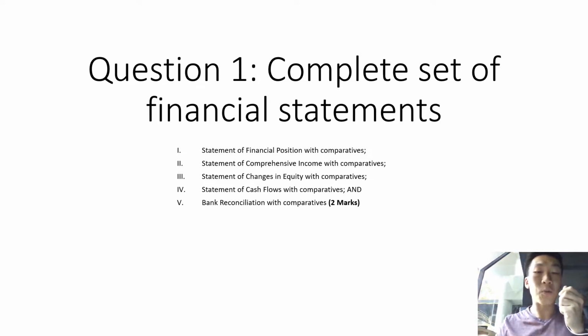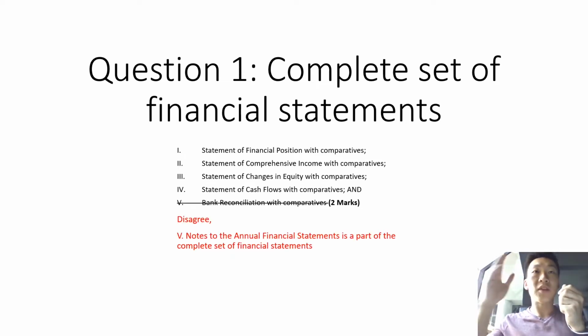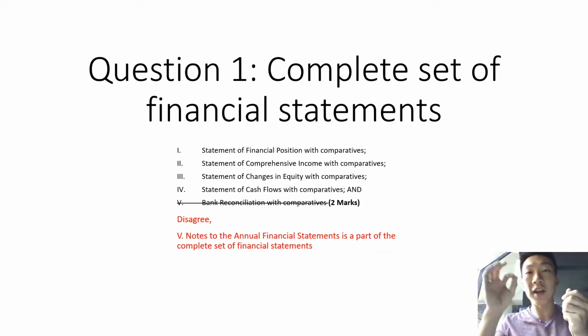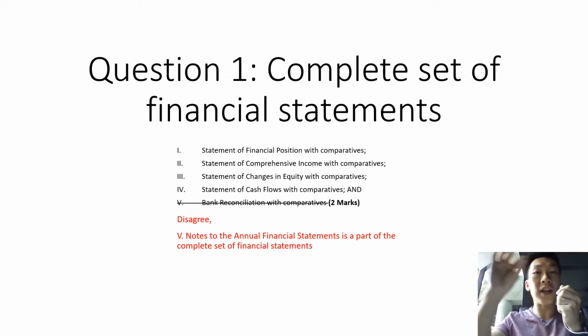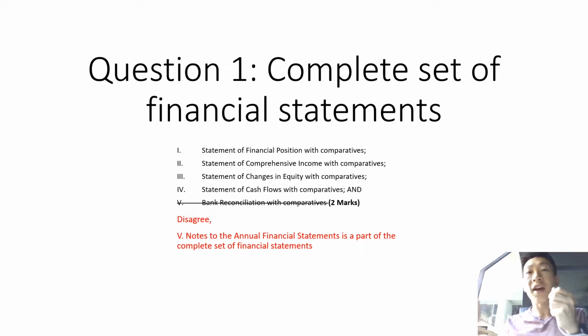IAS 1 is the standard under which the complete set of financial statements is prescribed, of which the notes to the annual financial statements is what's missing from the list. And what is important to understand is that the bank reconciliation statement is just a calculation to show that whatever amounts you have recorded in the general ledger of the business agrees to the bank statements as obtained from the bank of the business.